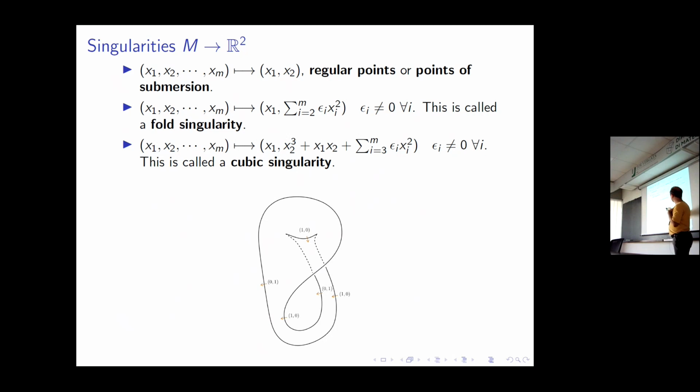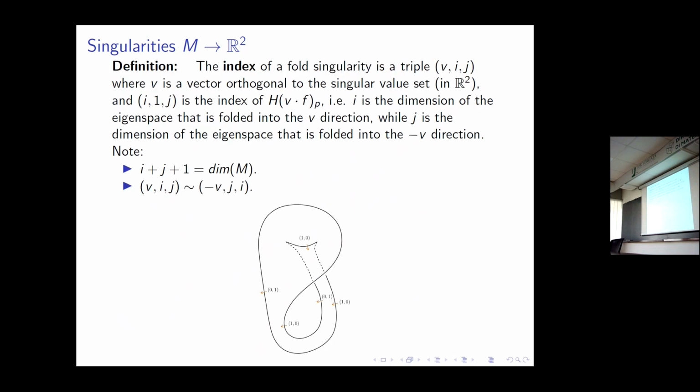So here is the Klein bottle sitting embedded in R4 with one of the standard projections to the plane, and you've got the fold singularities almost everywhere, and then there are these two cubic singularities where the fold singularities come together and cancel. And then I have some decorations on it. These are the index, the analog of the index of Morse theory. I'll describe what that means.